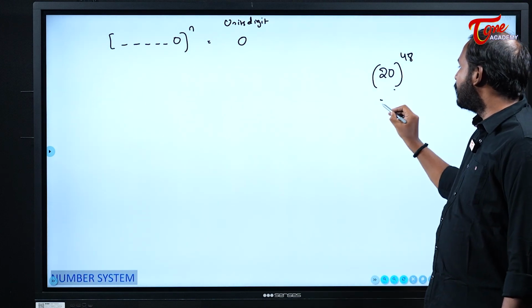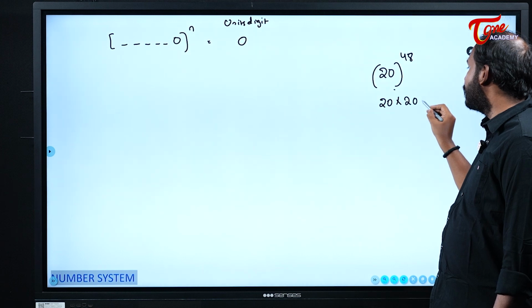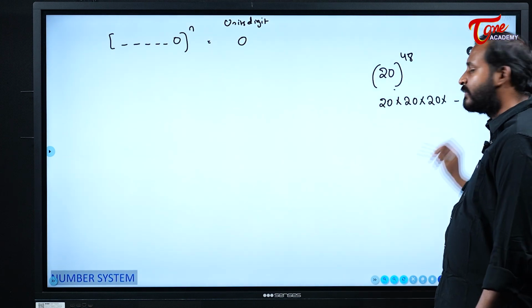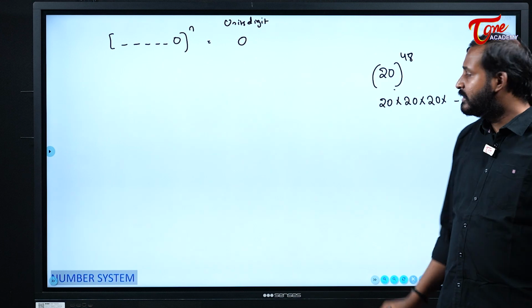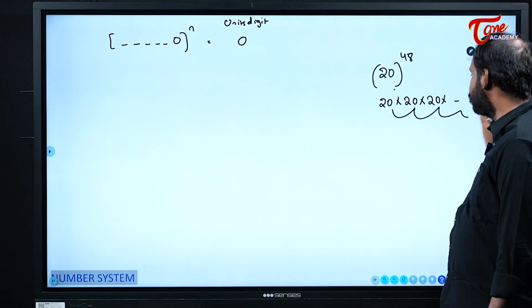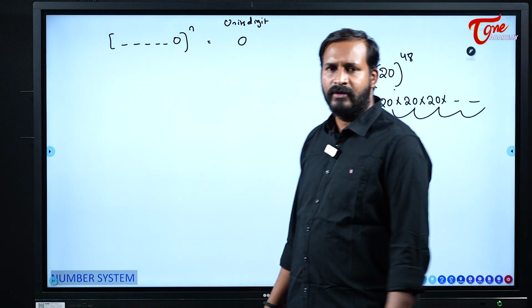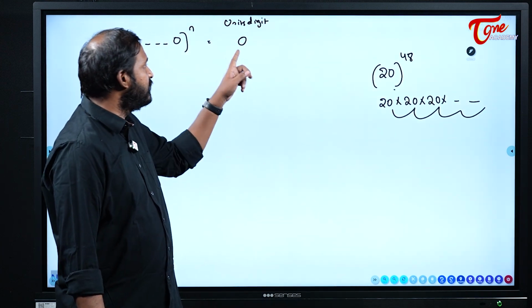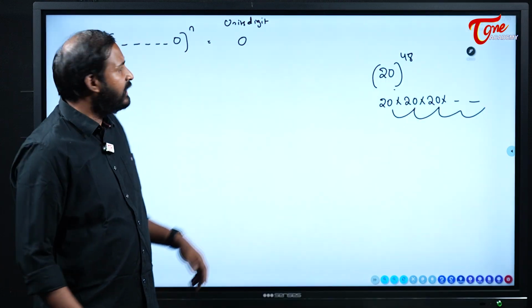20 to the power of 48 means 20 into 20 into 20 up to 48 times. You need to write that 48 times. So 0 into 0, 0 into 0, and so on. Whatever the number of zeros I have, what will be the units digit? I will get 0. Right? Next.